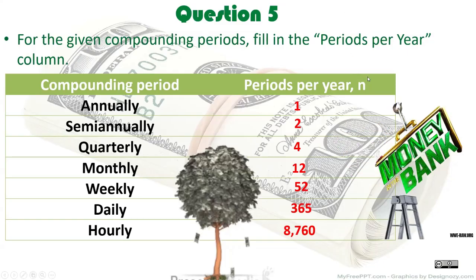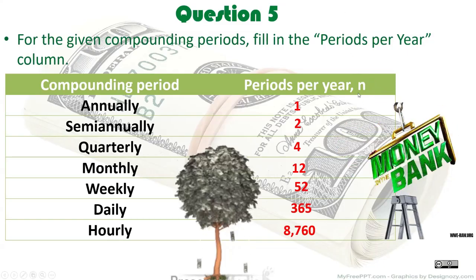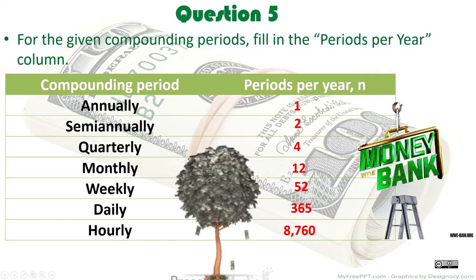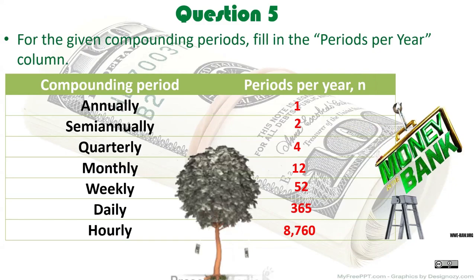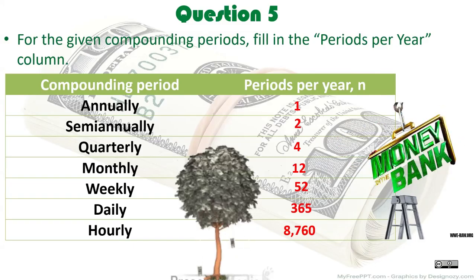So this would be the n in our formula, which is the periods per year. The reason why in our previous video we didn't get into that is because we were talking about everything annually, so we didn't have to worry about this as much.